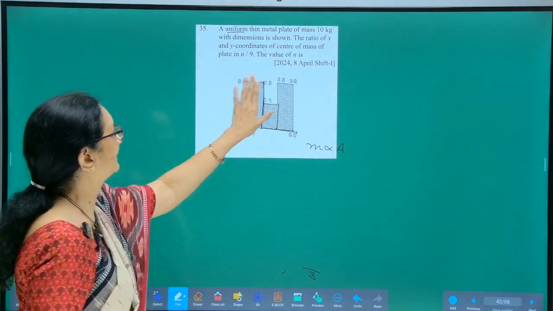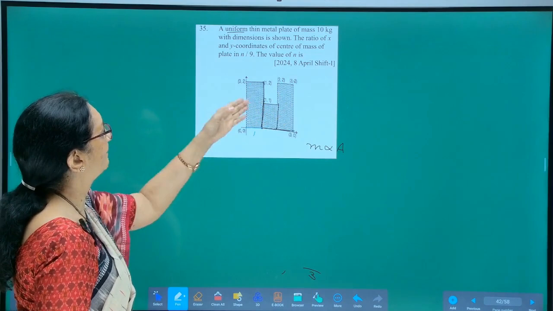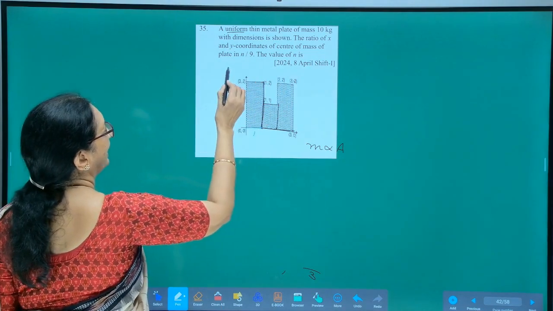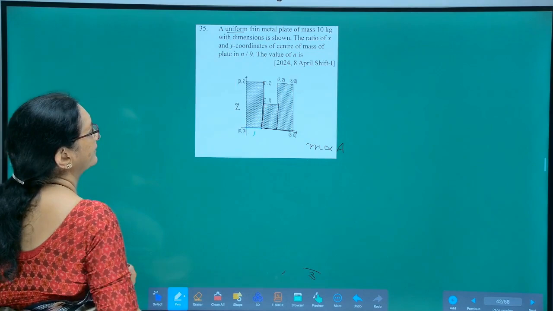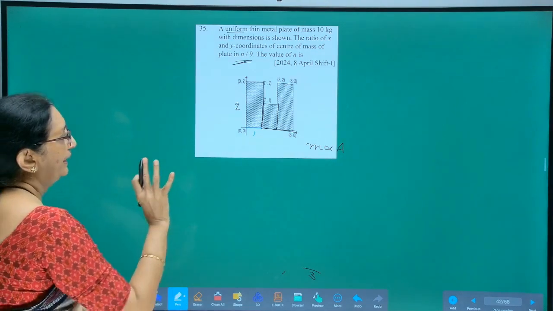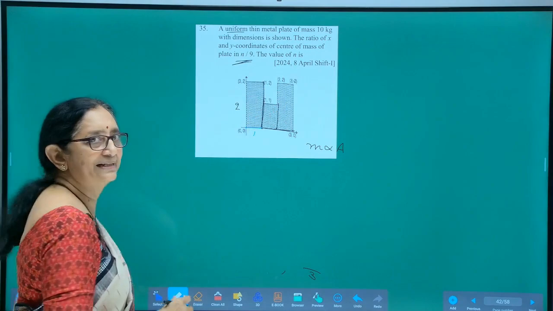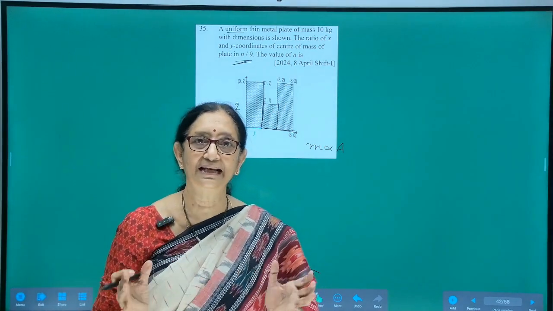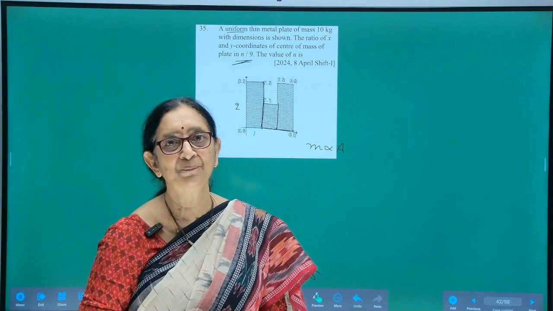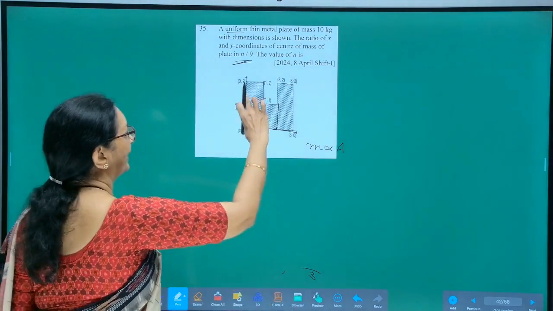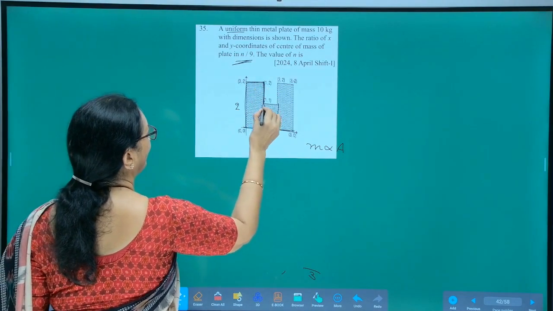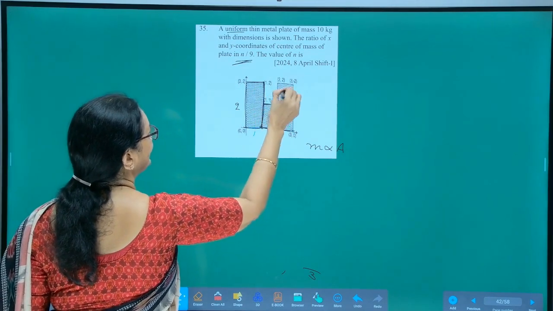Look here. See, this is a uniform thin metal plate, mass is given, coordinates are given. The ratio of x coordinate of center of mass of the plate to y coordinate of center of mass is given as n by 9. You are supposed to find the value of n. So, as this is a uniform plate, mass is directly proportional to area, length into breadth, like that if you take the rectangular portion. Let us consider these three portions separately: 1, this is 2 and this is the third portion.